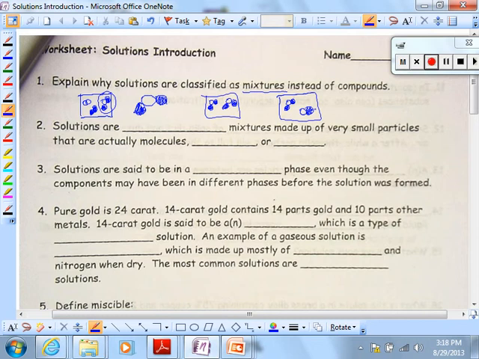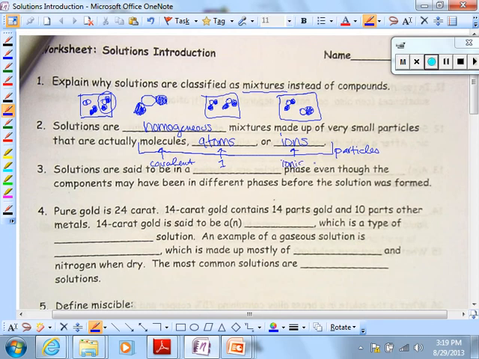All right, solutions are what kind of mixture? Homogeneous mixtures made of very small particles that are actually molecules. Okay, so what we mean by molecules there is covalent compounds. Molecules or ions, or atoms. Okay, because all of these are types of particles. So we wouldn't want to use the word particle there because we were saying "or." So we can have molecules, atoms, or ions. Just to clarify here, a molecule would be covalent, an atom would be just one thing by itself, and then an ion would come from ionic compounds. So any of those can be together in a solution, but it's homogeneous, meaning the same throughout.